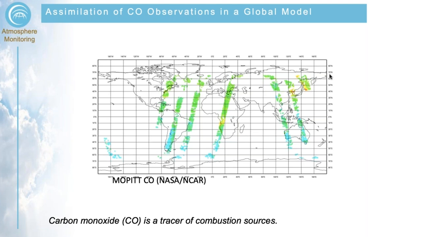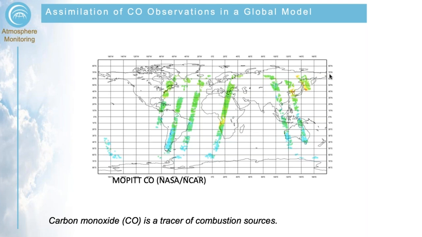So this is an example looking at carbon monoxide. Carbon monoxide is a very useful tracer. It's a product of incomplete combustion, and therefore it's a very good indicator of atmospheric pollution from wildfires and industrial processes. Carbon monoxide also has a photochemical lifetime in the atmosphere of a couple of weeks to a month, and so it really gives us a good indication of where pollution is and where it could be transported to over the next few days.